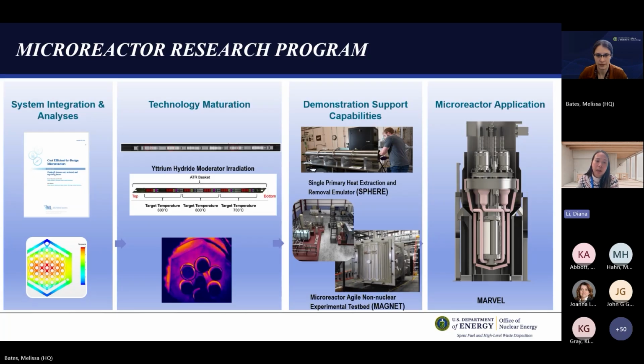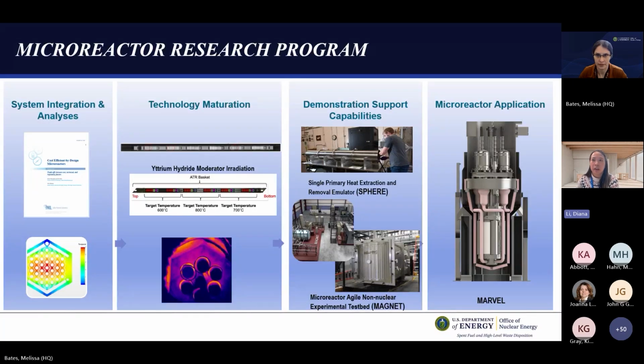The activities in the program are organized into 4 technical areas. The first is system integration and analyses, in which we identify the needs, applications, and functional requirements for microreactors through market analyses. And this technical area also includes investigation of microreactor supporting capabilities such as modeling and also research to help develop the regulatory basis for microreactor deployment.